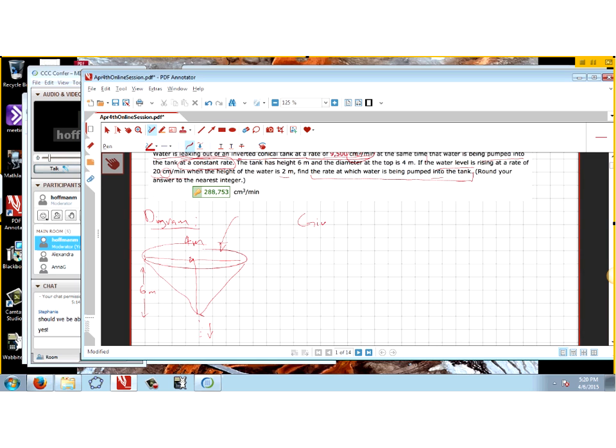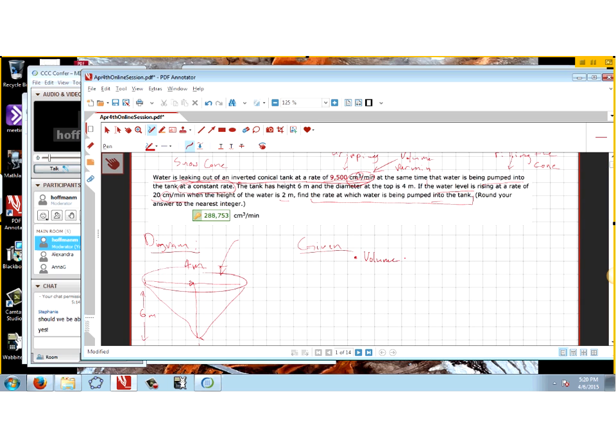So let's write down our givens. We know that the volume grows at, what is it, 9,500 centimeters cubed per minute. The height of the tank is 6 meters, and the diameter at the top is 4 meters.